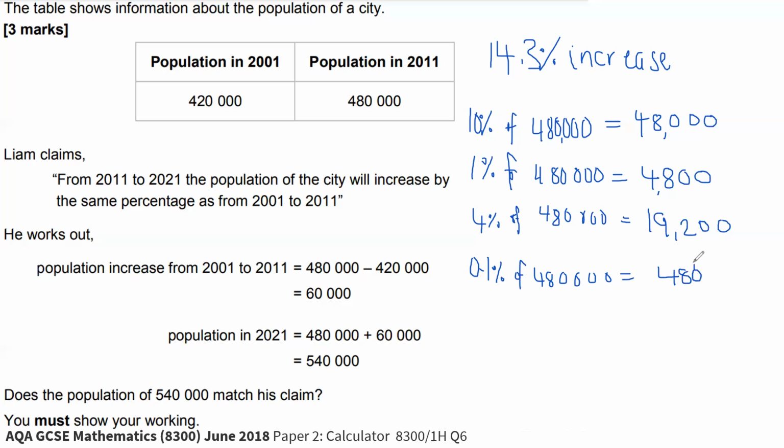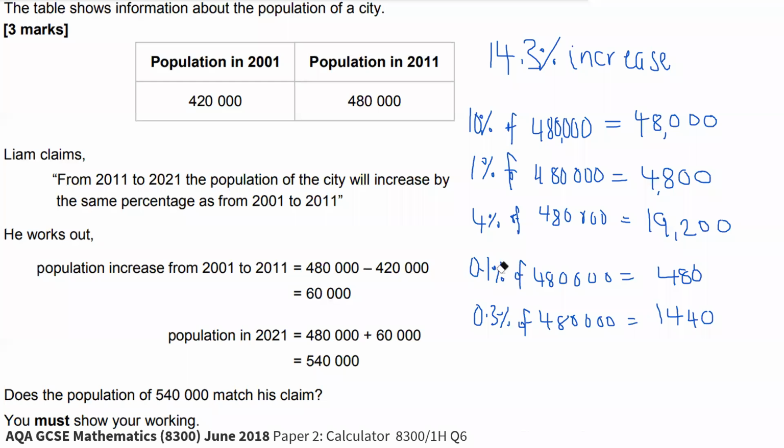And if we do that, then we get the answer of 480. But again, we don't need 0.1%, we actually need 0.3%. So you probably guess what we're going to do here. We're going to times the 0.1% by 3 to give 0.3%. And if we do that, then we get an answer of 1,440.